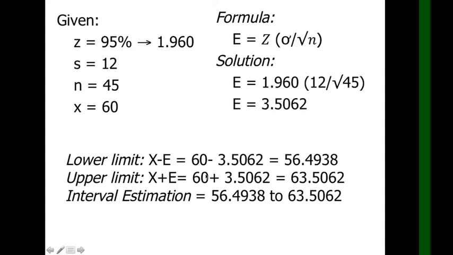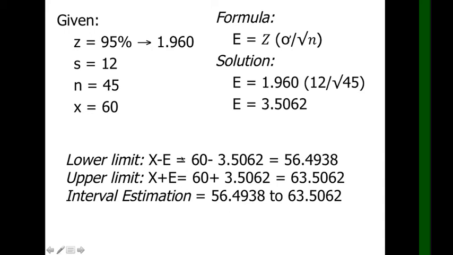So we have 60 minus 3.5062, and the answer is 56.4938. X plus e, we have 60 plus 3.5062, and that is 63.5062. And the interval in estimation is 56.4938 to 63.5062. Alright? So kung ano yung nakuha mo dito, yun lang yung ilalagay mo dito. X minus e to x plus e.